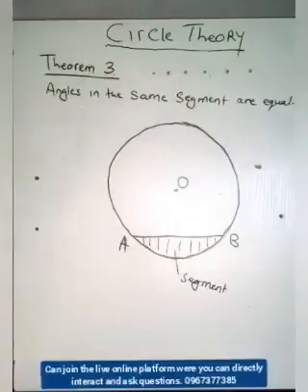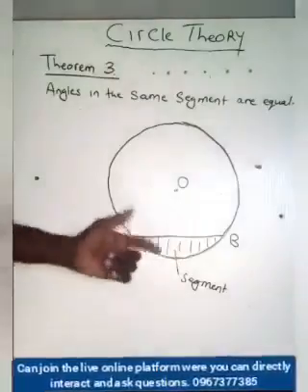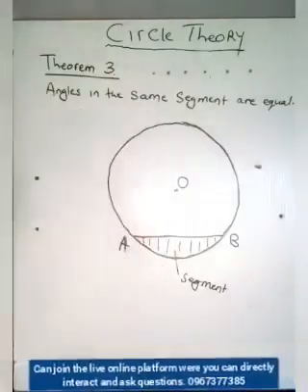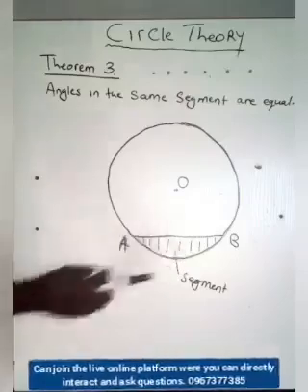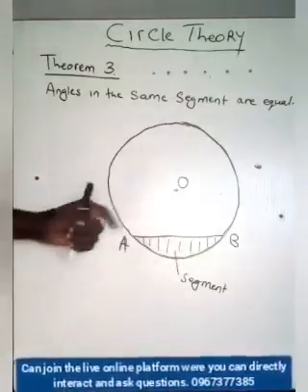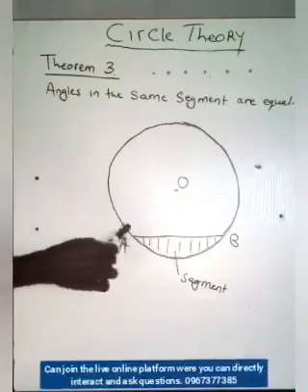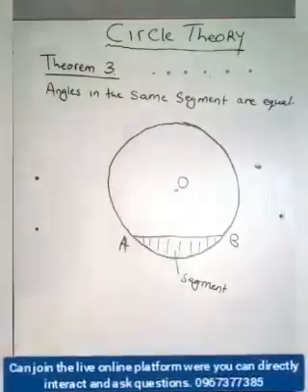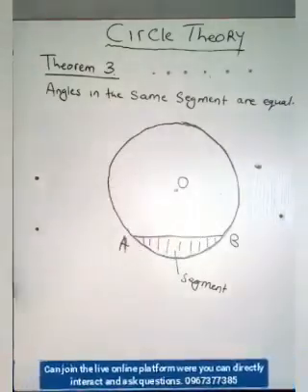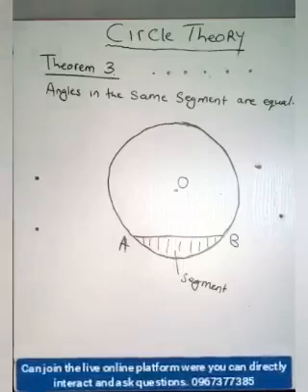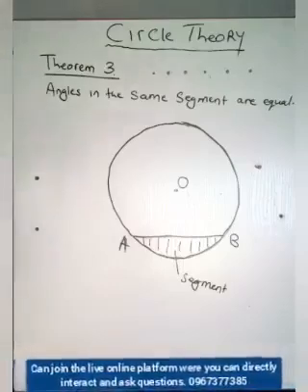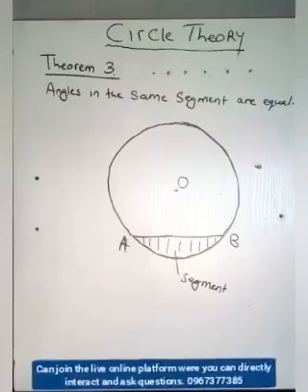So what are we saying? We are saying chord AB divides this circle into two segments. There is this small segment I've shaded, and there is this big segment bound by this bigger arc which I have not shaded. Now, according to this theorem, it states that angles in the same segment are equal.